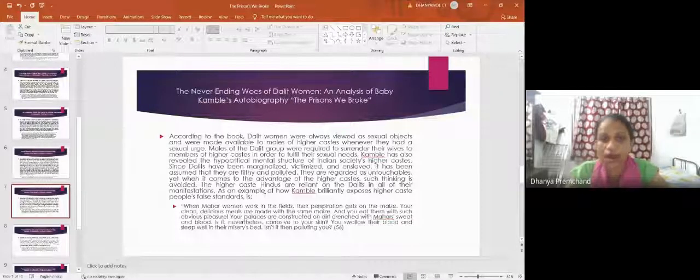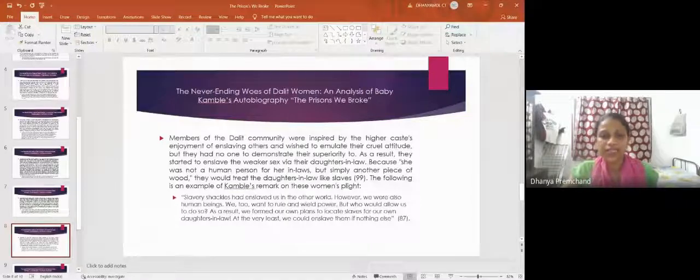As an example of how Campbell brilliantly exposes higher caste people's false standard: when Mahar women work in the fields, their perspiration gets on the maize. Your clean, delicious meals are made with the same maize, and you eat them with such obvious pleasure. Your palaces are constructed on dirt drenched with Mahar sweat and blood. Is it nevertheless corrosive to your skin? You swallow their blood and sleep well in their mistress' bed. Isn't it then polluting you?